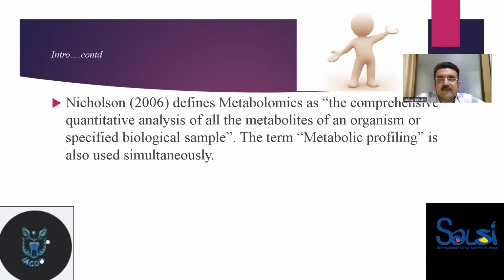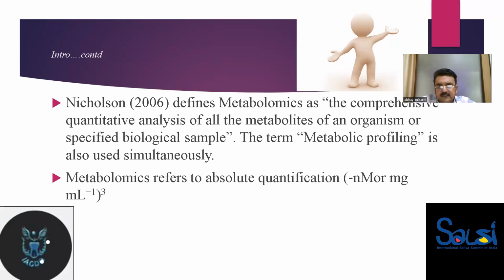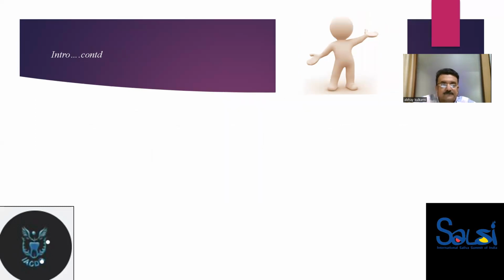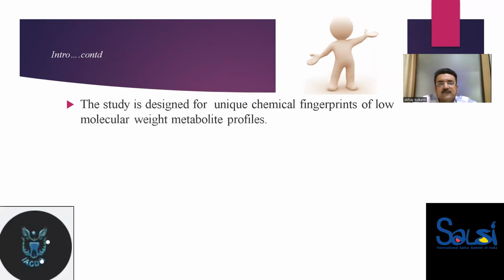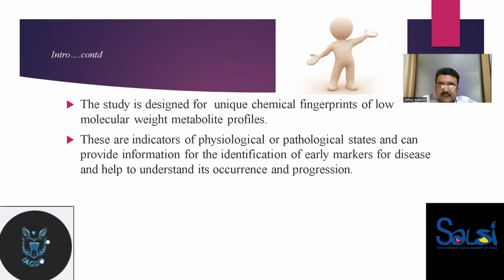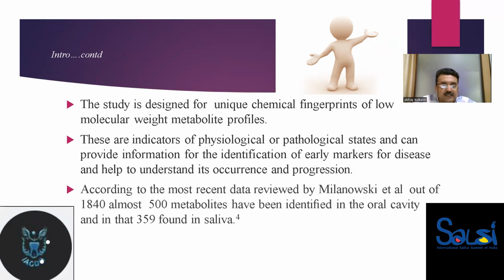Nicholson defines metabolomics as the comprehensive quantitative analysis of all metabolites of an organism or a specified biological sample. The term metabolic profiling is also used simultaneously. Metabolomics refers to absolute quantification. The study is designed for unique chemical fingerprints of low molecular weight metabolite profiles. These are indicators of physiological or pathological states and can provide information for the identification of early markers of a disease and help to understand its occurrence and progression.